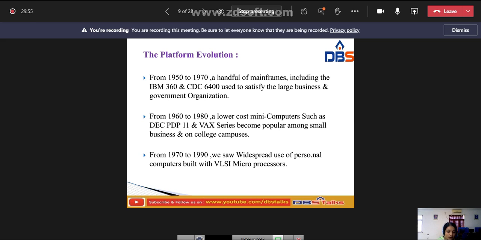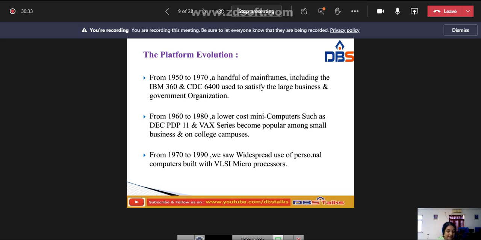From 1960 to 1980, lower cost minicomputers such as the DEC PDP-11 and VAX series became popular among small businesses and college campuses. DEC is Digital Equipment Corporation. PDP-11 is a Programmed Data Processor, a 16-bit minicomputer. In the VAX, we are using 32-bit. VAX full form is Virtual Address Extension. It was developed by DEC.